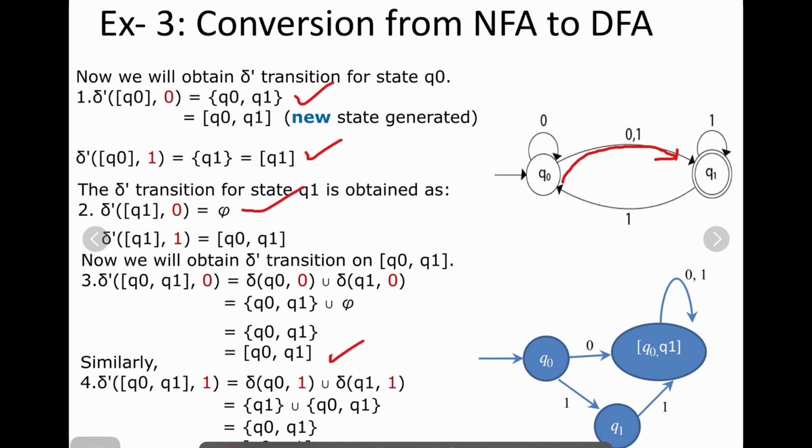In this new set of states, you need to find out, is there any Q1 in any of these sets? There is only one, which is this new state. It contains the final state of the NFA, and this will be the final state. There are two final states.